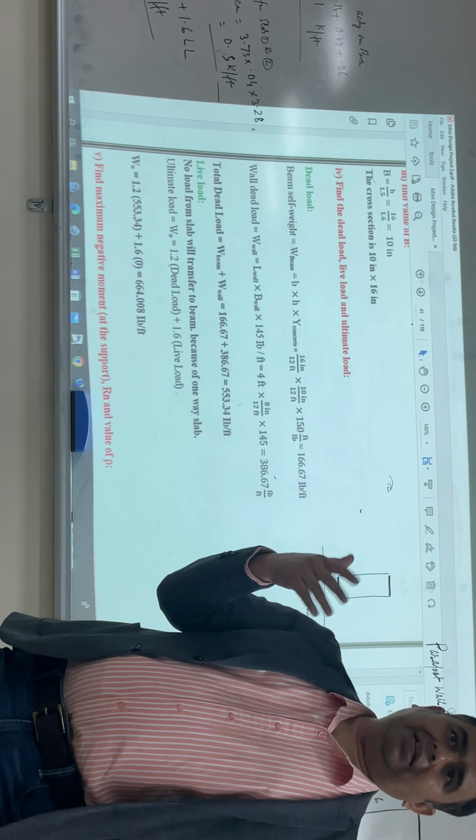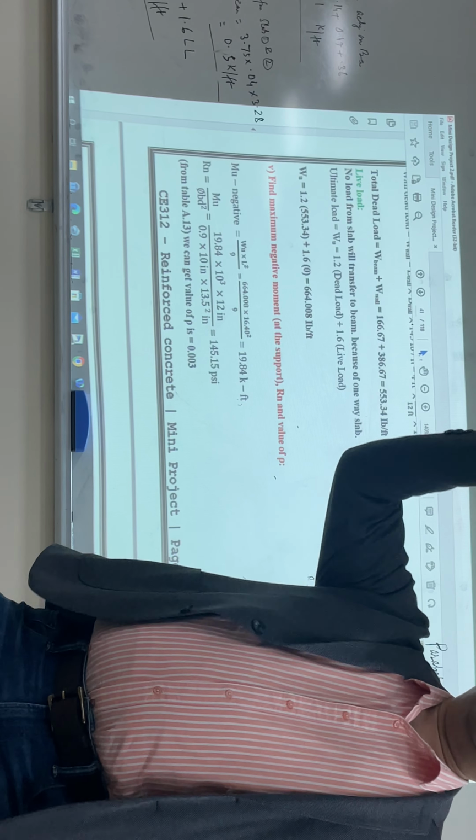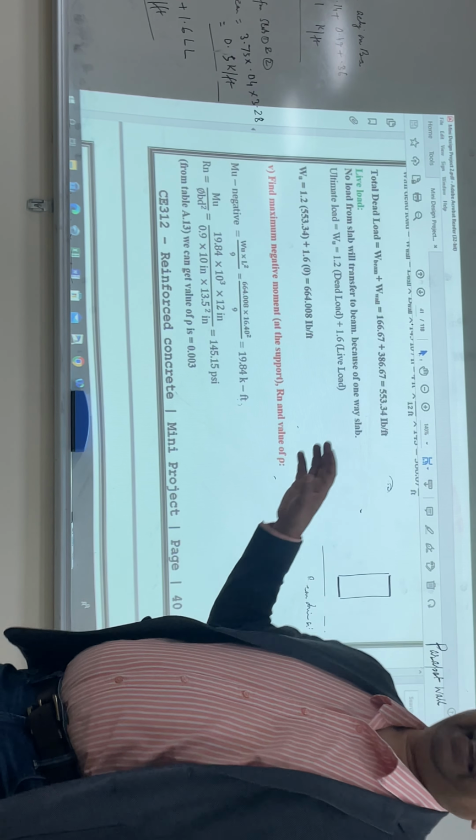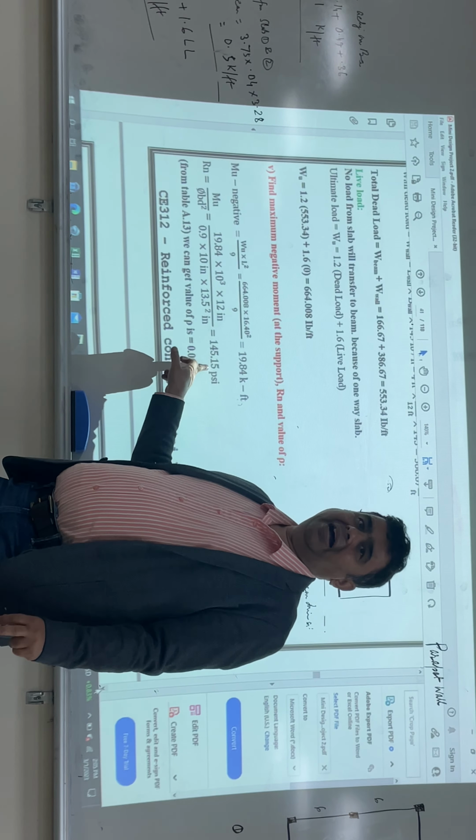Then he calculated wu, then the Rn value. It is coming 145 because he took 16 inches, a little bit more, and the slab load is also not coming. So if it is coming 145, it means he can reduce the cross section. Are you getting or not? Why reduce? He used this dimension because his beam is like this.